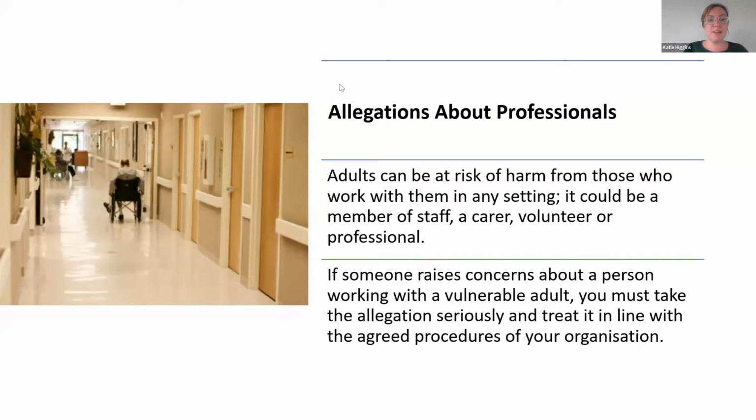So if that happens to you where you get allegations about professionals, it's about following your own procedures within your organisations as well. So some organisations you need to follow the whistleblowing policy. Some organisations will have specific policies about what to do if there's an allegation about a professional. But getting that senior advice and support and following your own protocols. And again, adults can be at risk of harm from those who are caring for them. So it could be a member of staff, a carer, or a volunteer, or a professional.